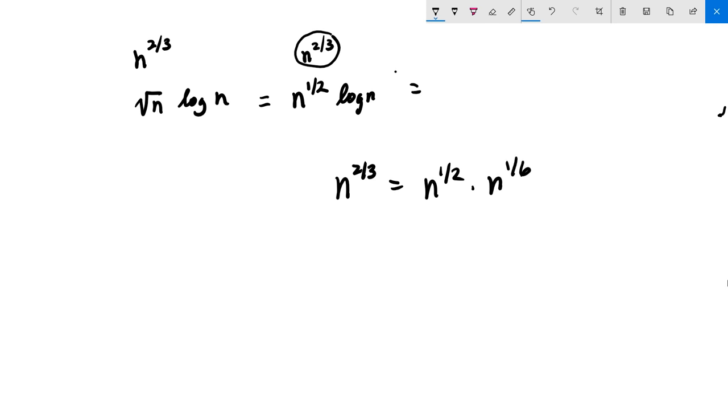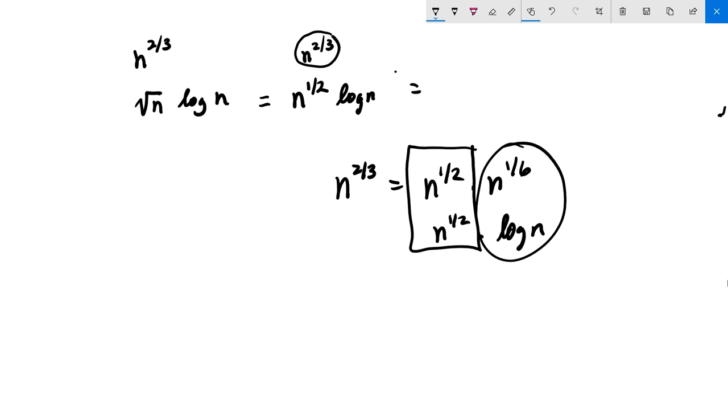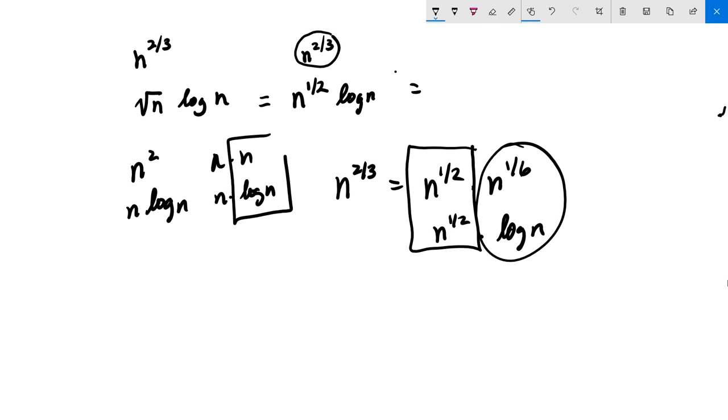So we compare n to the 1/2 times n to the 1/6 with n to the 1/2 times log n. We discussed this rule that basically says those factors cancel out when we're doing this comparison, and then you just look at what's left. So what grows faster, n to the 1/6 or log of n? n to the 1/6, because that's a polynomial. A polynomial always grows faster than a logarithm. That's the same thing that lets you decide that n squared grows faster than n log n. You basically say that's n times n compared to n times log n. The first parts are the same, so we look at the second part.